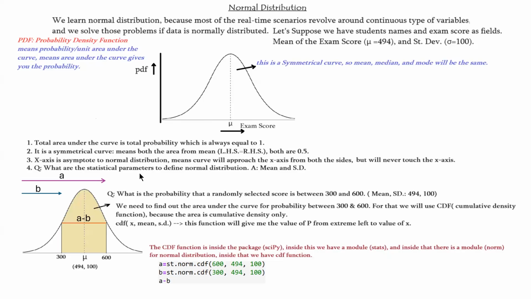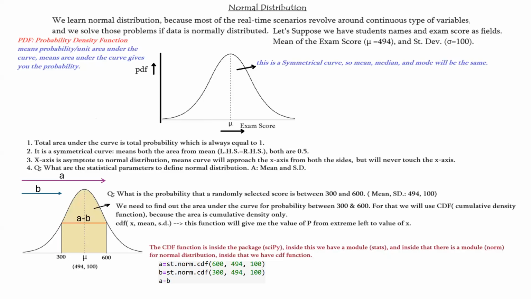And the fourth thing is, what are the statistical parameters to define normal distribution? The answer is mean and standard deviation. We will never show mean alone. It makes no sense. So we have to depict standard deviation as well with mean.